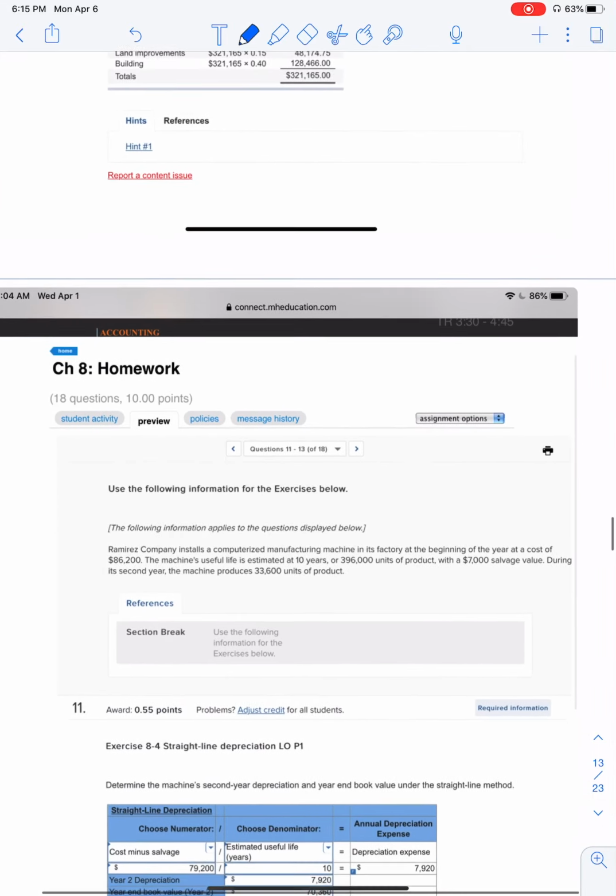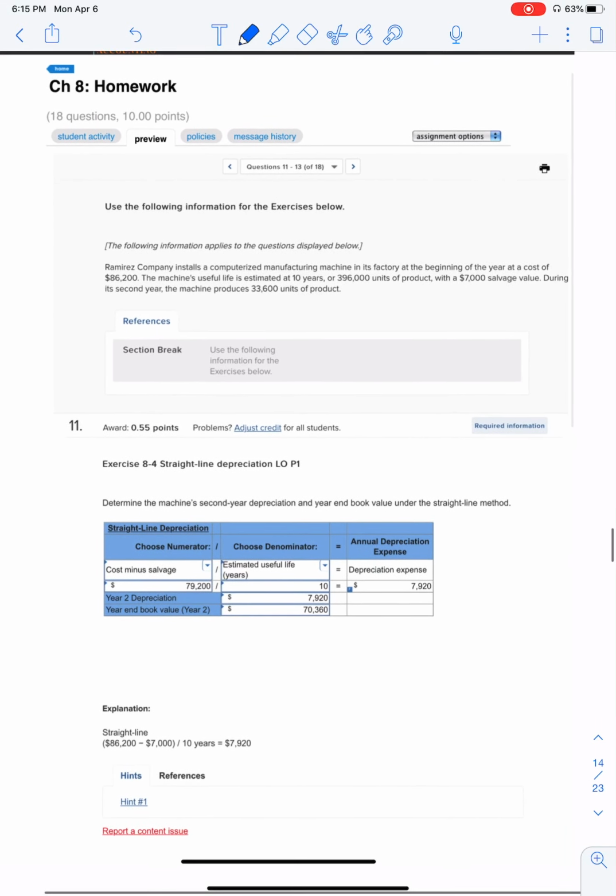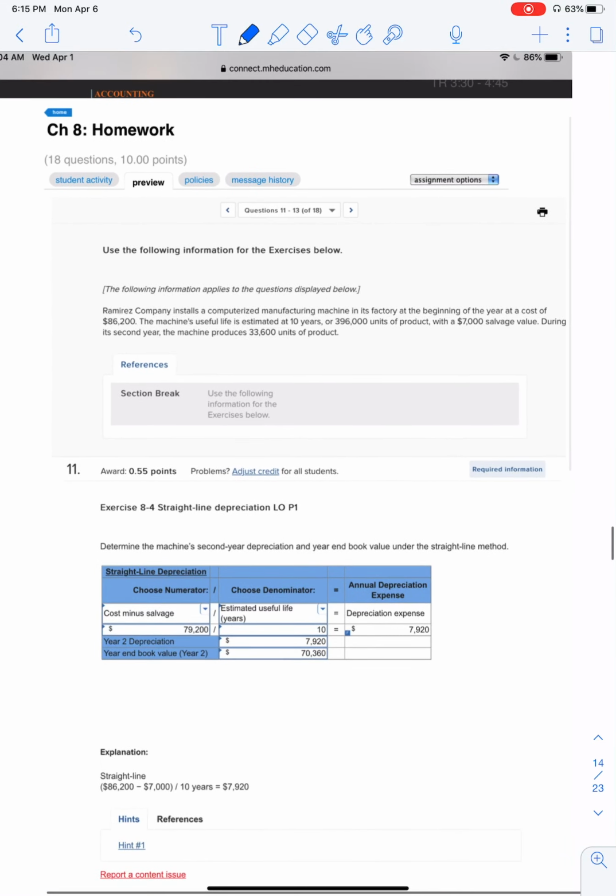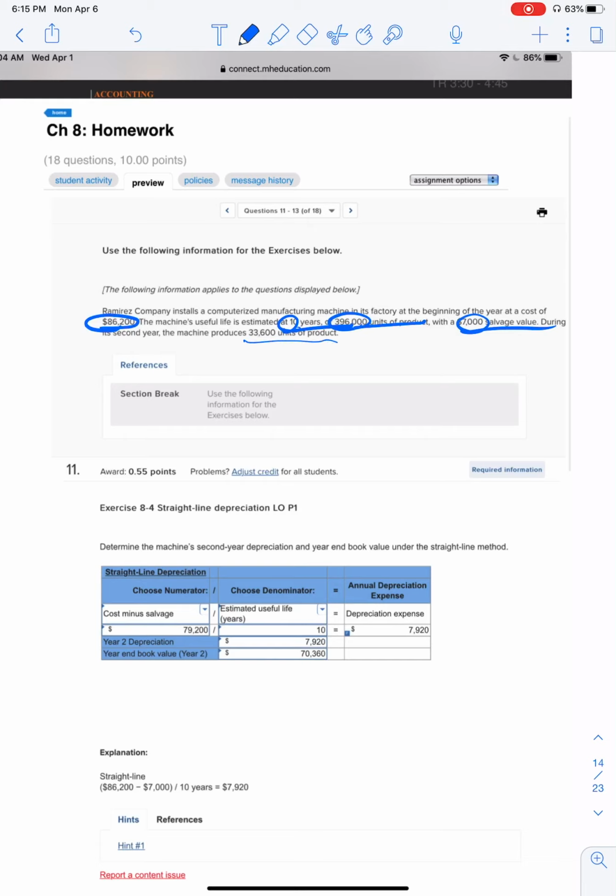So now we'll move on to numbers 11 through 13. So this question tells us that Ramirez Company installs a computerized manufacturing machine in its factory at the beginning of the year at a cost of $86,200. The machine's useful life is estimated at 10 years and 396,000 units of product with a $7,000 salvage value. During its second year, the machine produces 33,600 units of product.